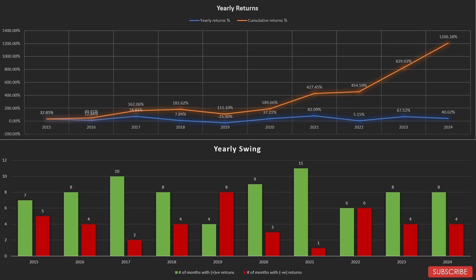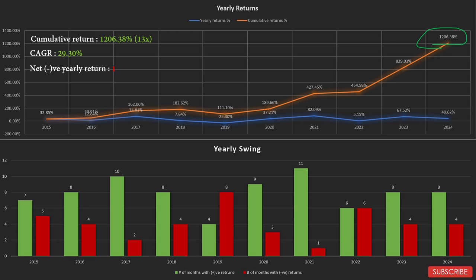Let's put both of these graphs together and see what trend we can derive from them. So first is the cumulative return over the last 10 years of the top 10 companies. The cumulative return is 1206.38%. That means 13x. So in the last 10 years, this sector has multiplied the initial investment by 13 times. Second is the CAGR. The CAGR is 29.30%, which is a very good CAGR.